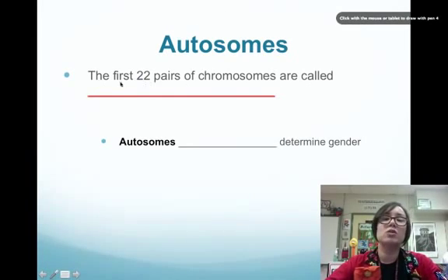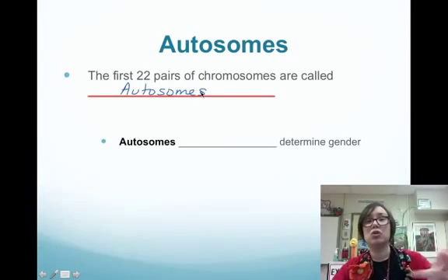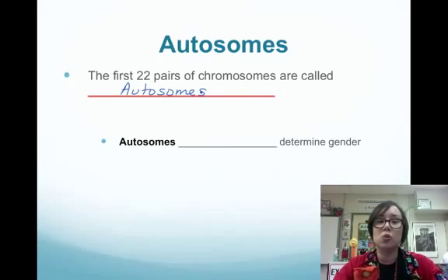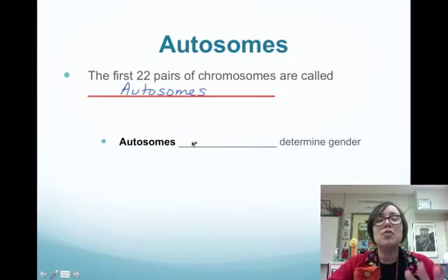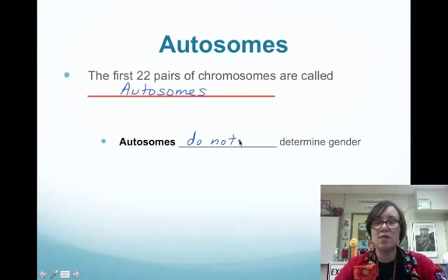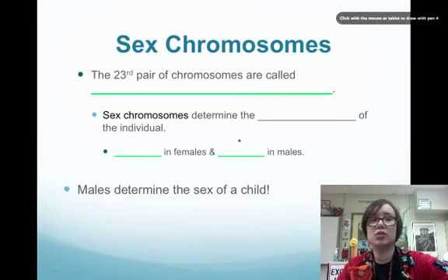The first 22 pairs of chromosomes are referred to as autosomes. So autosomes are chromosome pair 1, 2, 3, 4, all the way up to pair 22. The unique thing about autosomes is that they can control lots of things: hair color, eye color, the shape of your nose, how tall you're going to be. But there's one thing that autosomes never control. Autosomes do not determine gender. They have nothing to do with whether you're going to be a male or a female. Now that's not the case for our sex chromosomes.